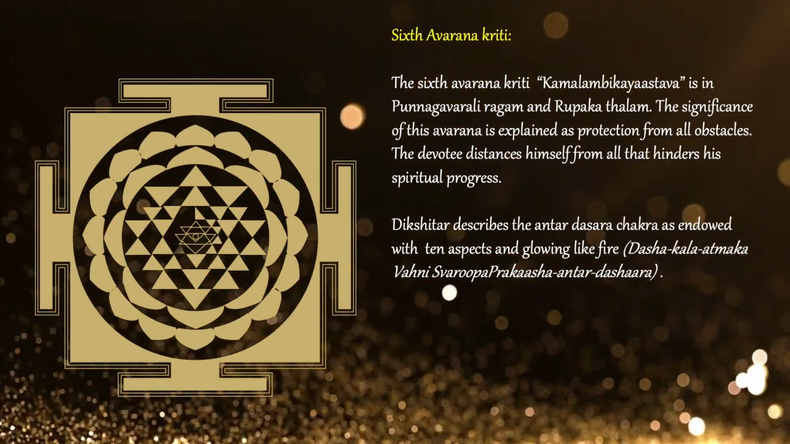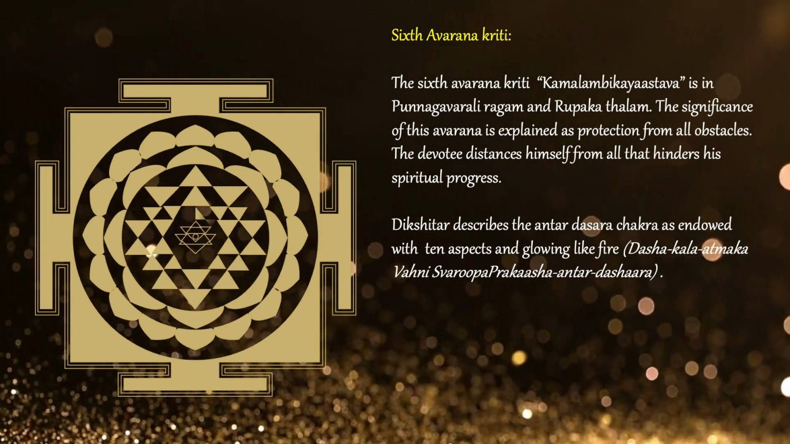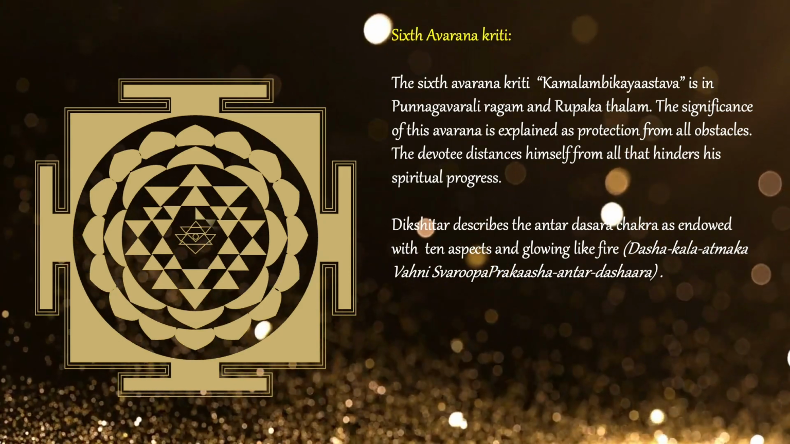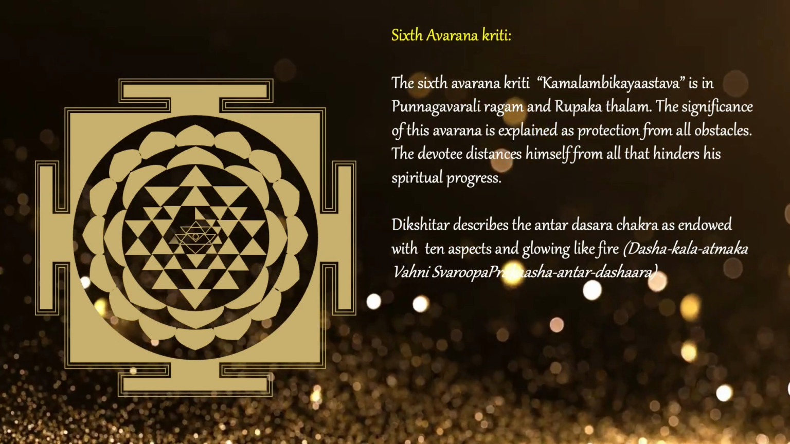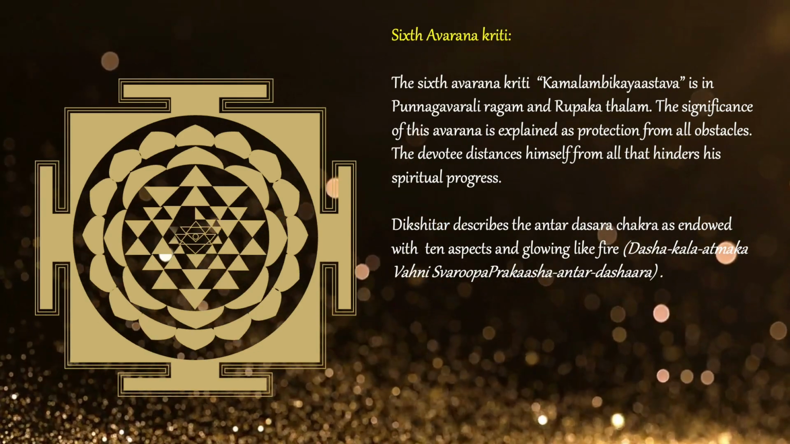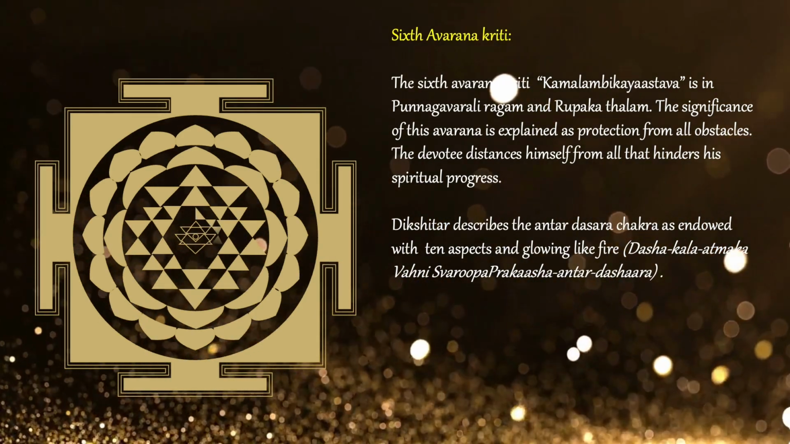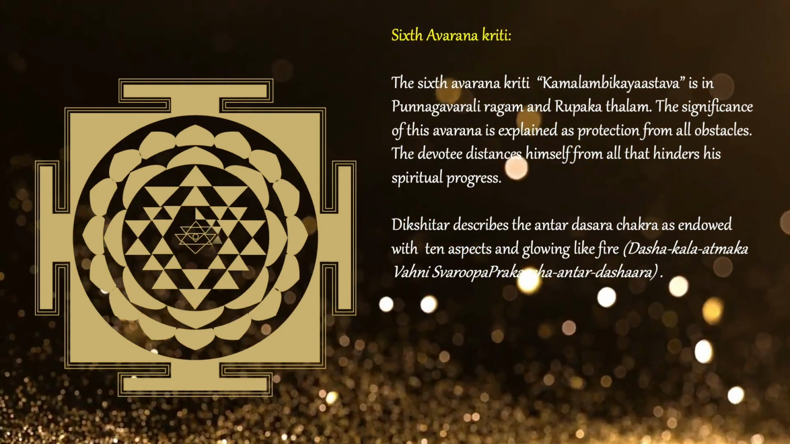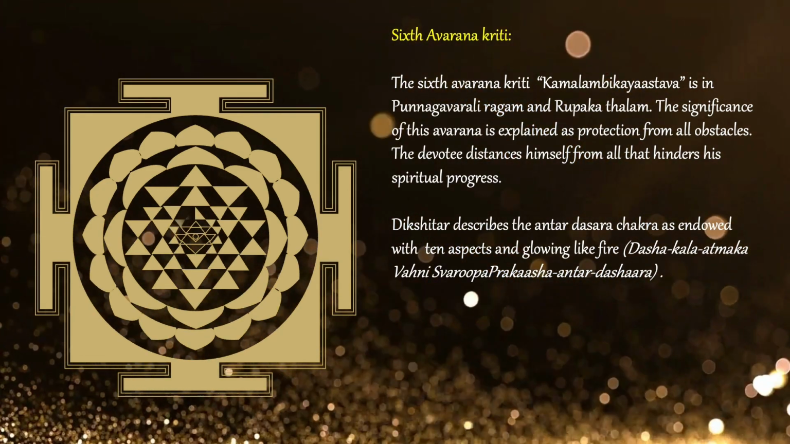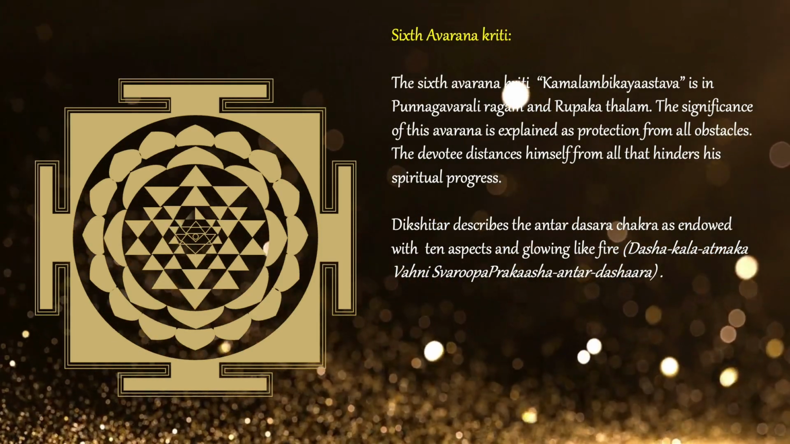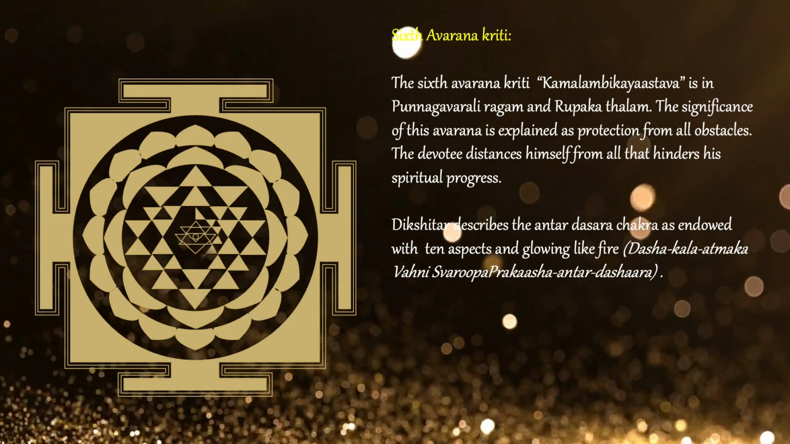The sixth Avarana Kriti, Kamalambikayastava, is in Punnagavarali Ragam and Rupakatalam. The significance of this Avarana is explained as protection from all obstacles. The devotee distances himself from all that hinders his spiritual progress. Dikshitar describes the Antardashara Chakra as endowed with 10 aspects and glowing like fire.